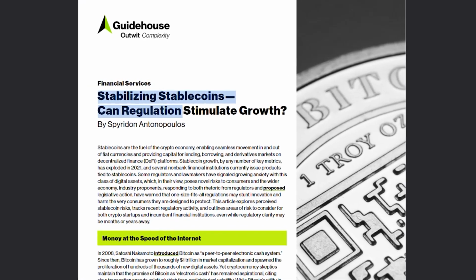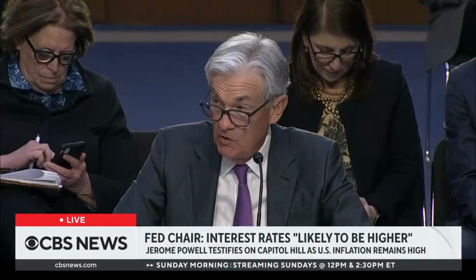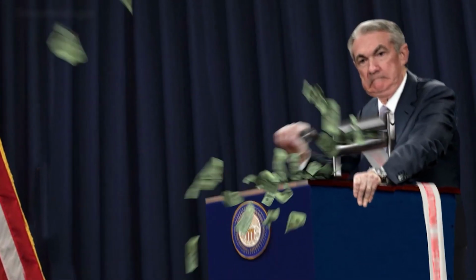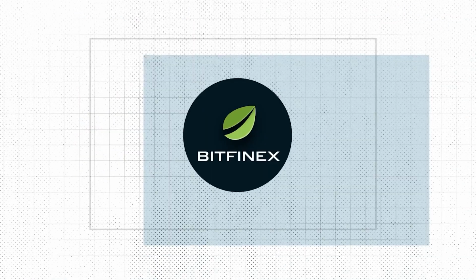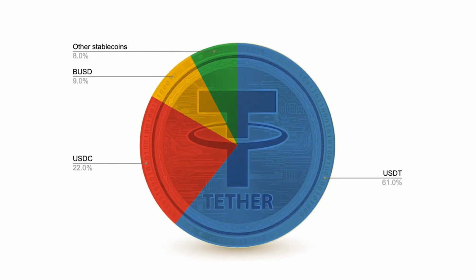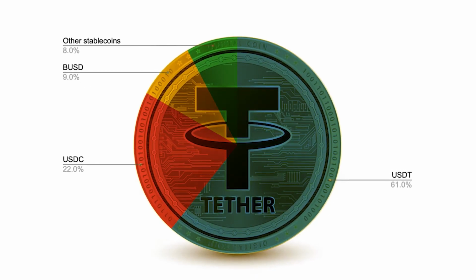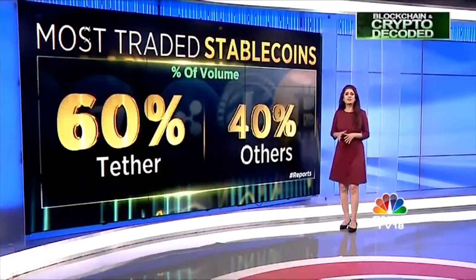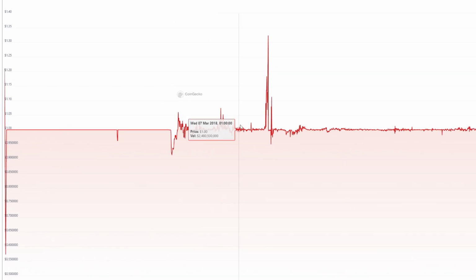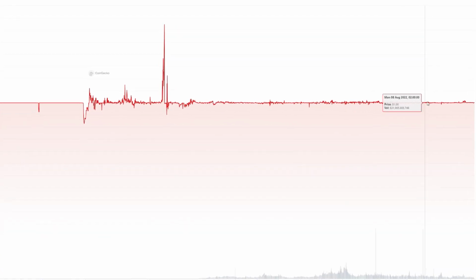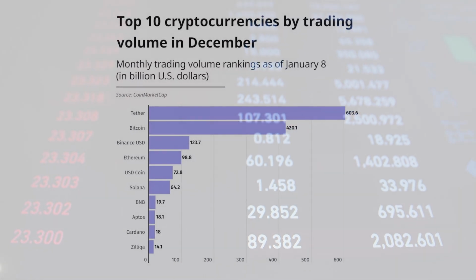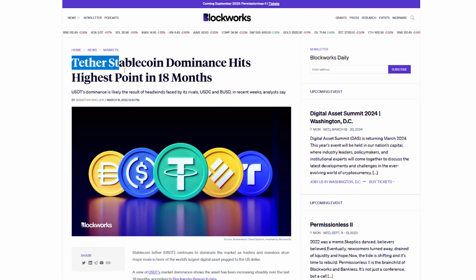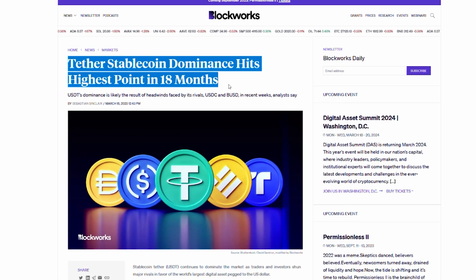Critics argue that regulatory efforts may be driven by self-interest to protect fiat currencies and maintain control over the existing financial system. Thanks to its early entry and close association with Bitfinex, Tether has emerged as the leading player in the stablecoin market, gaining trust and widespread availability. Its stable value attracts users seeking reliability. Tether's high trading volumes make it a preferred choice for efficient fund movement. Despite controversies, Tether's market dominance remains unchallenged.